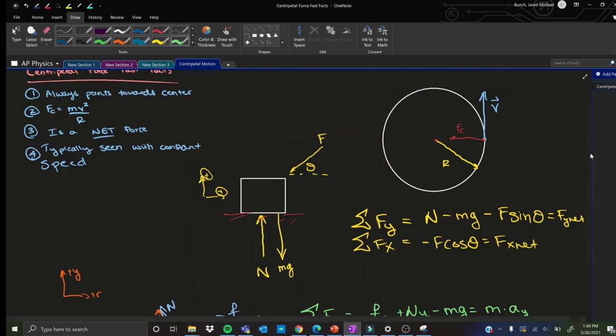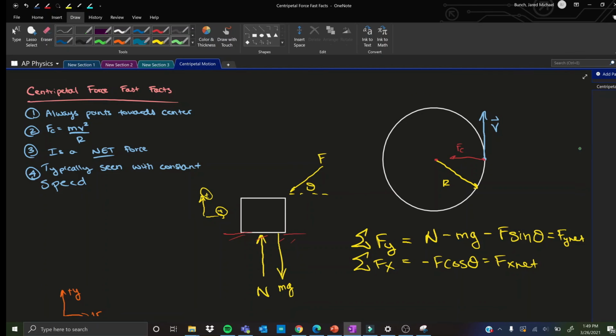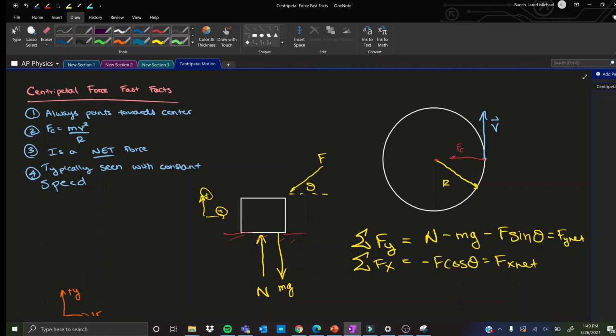So the last fast fact that you will need to know and that you might use in your problems commonly is the fact that you will typically see these problems with constant speed. It becomes a lot more simple to calculate your centripetal force when your v value is not changing, and that should be a trigger to you to know that when you see a constant speed working in circular motion, that is centripetal force.